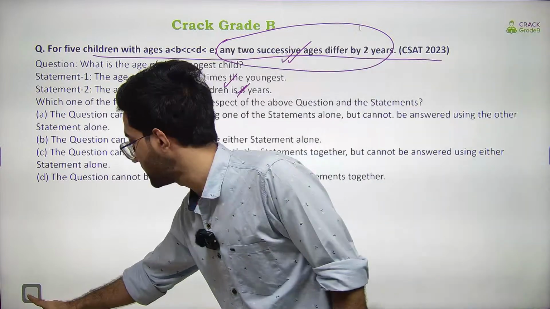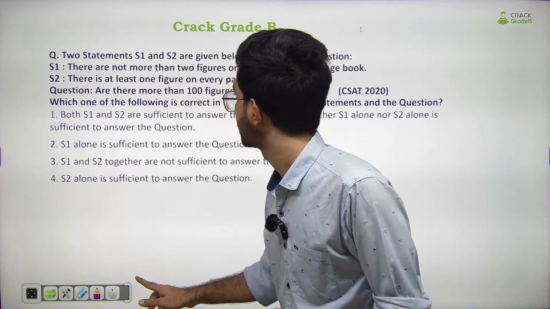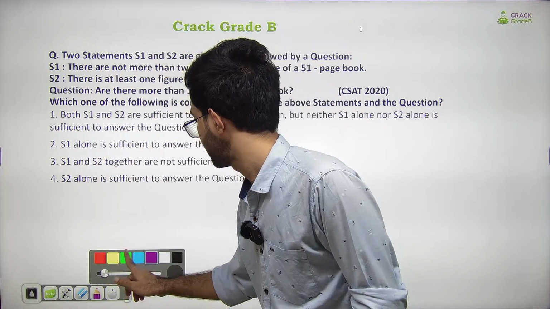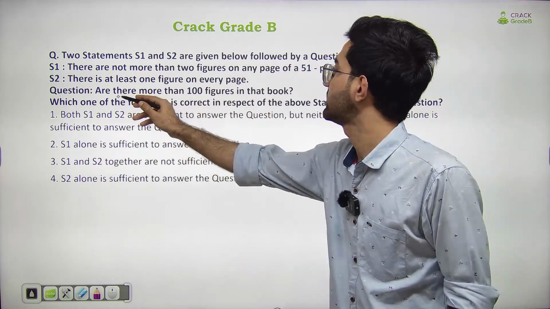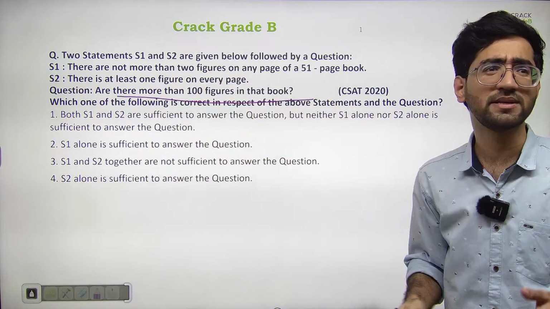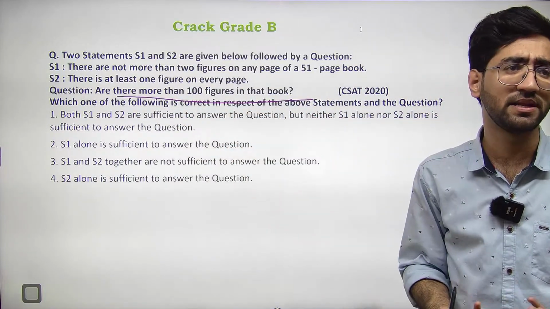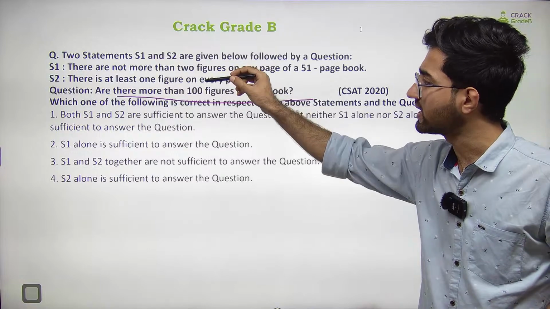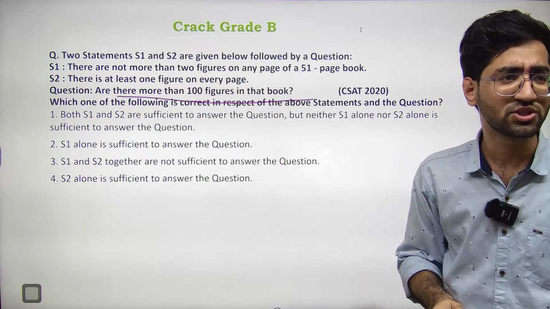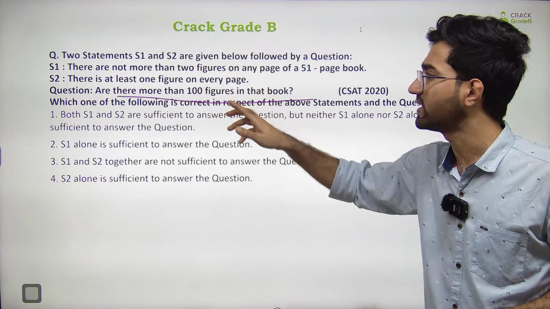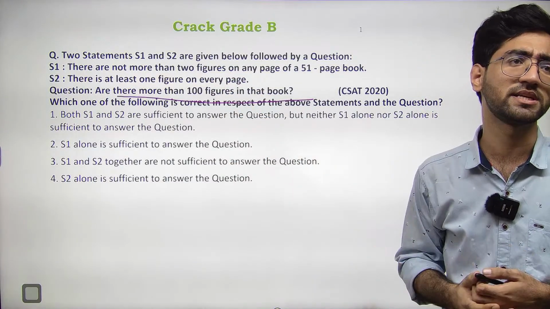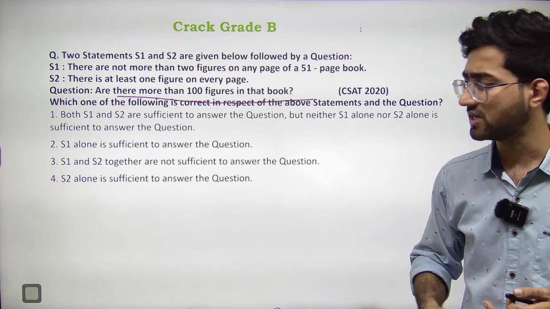If you look at the earlier question, in that question there was no separate data given in the question. So you could directly deal with S1, then S2, then you can combine both data, if you find that okay, we can't answer this question by using statement 1 alone, by using statement 2 alone.